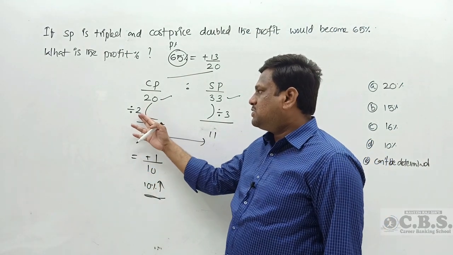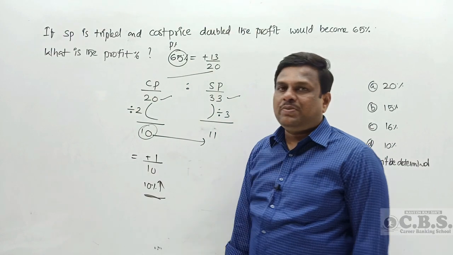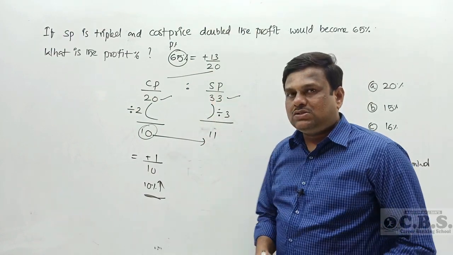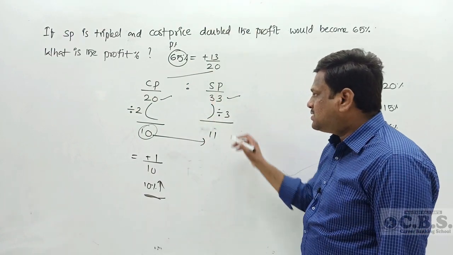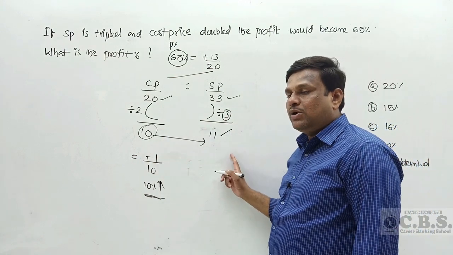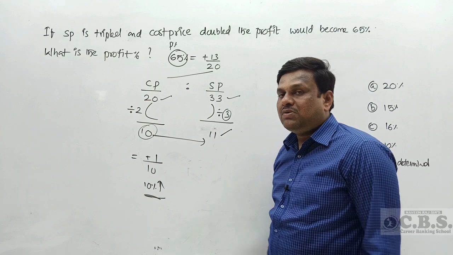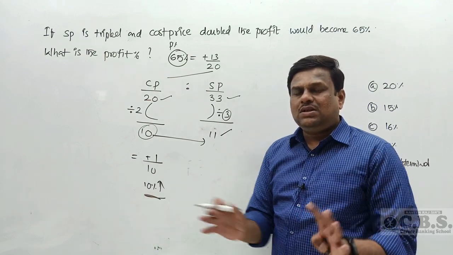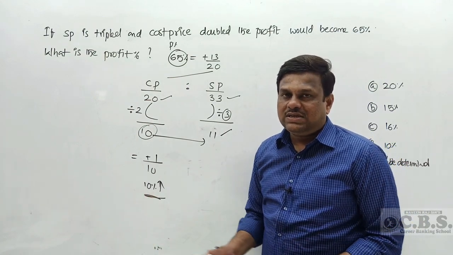We get back to the original price. Getting back to the original price means dividing by 2. What is the original cost price? 10 rupees. It is also tripled in price, so to get back to the original selling price, divided by 3, it is 11 rupees. So I purchased at 10 and sold at 11 rupees. 1/10 is nothing but 10%, the profit answer. So this is a method to handle modification of cost and selling prices also.